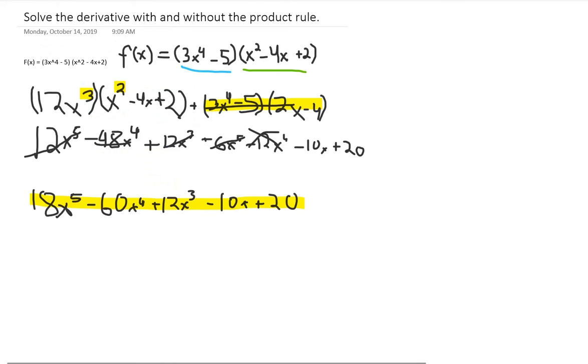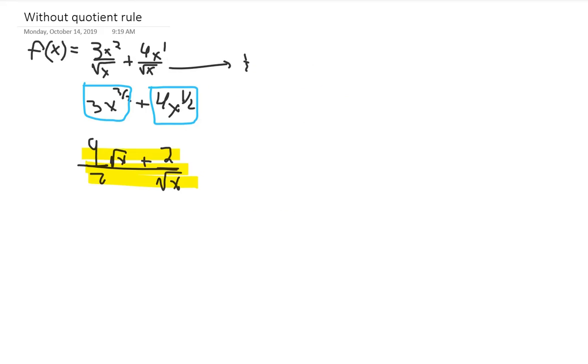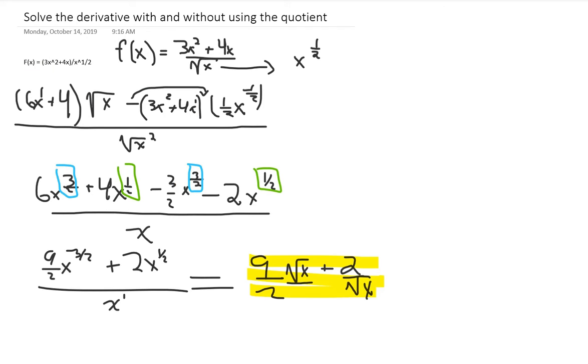Product rule, I think that one is more up to you, but the quotient rule ones, just avoid the quotient rule if you can, because the quotient rule is just so messy.